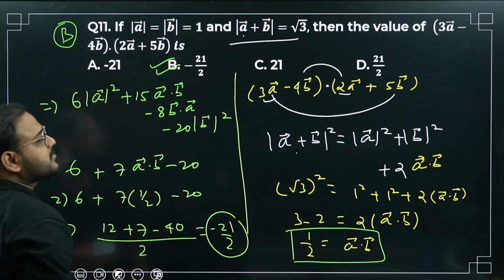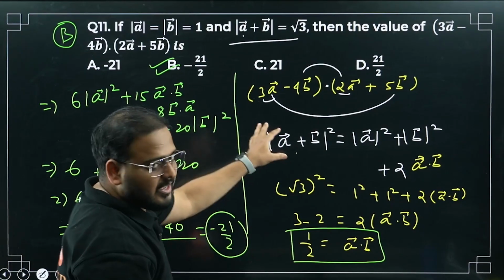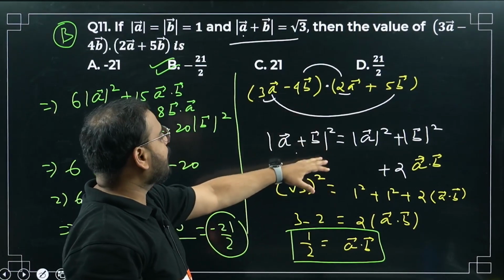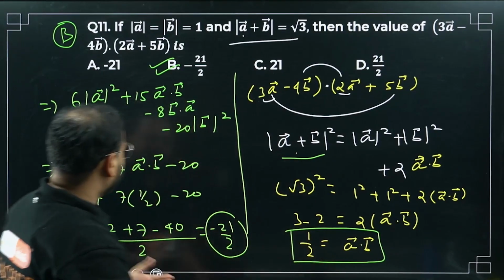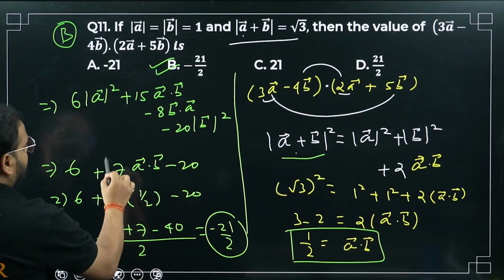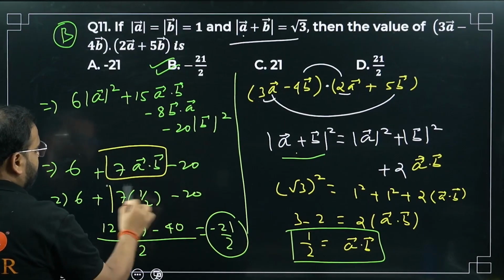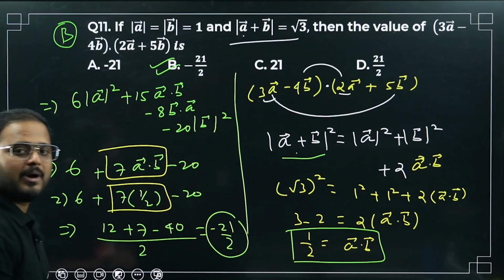Isn't it a very good question? Yes, a very good question. So we had to think about what we need, and for that, how we use the given statement to get the result of A dot B, and we use it over here. My answer is minus 21 by 2.